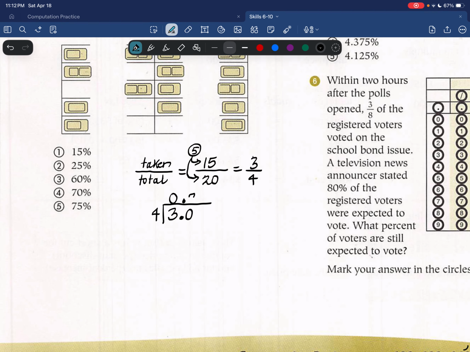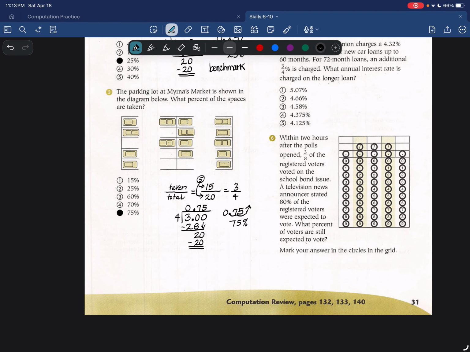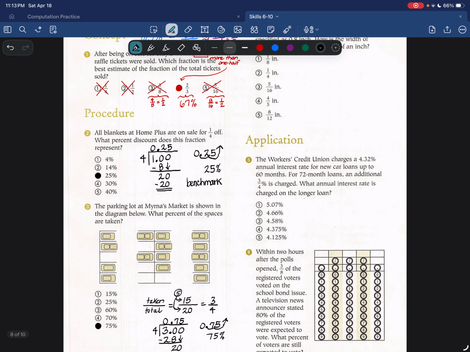Four into 30 is 7 times. Add another 0. 4 into 20 is 5 times. So 0.75 becomes 75%. Again, that's a benchmark. If you know that 3/4 is 75%, you don't have to work this problem. All right, number 4.